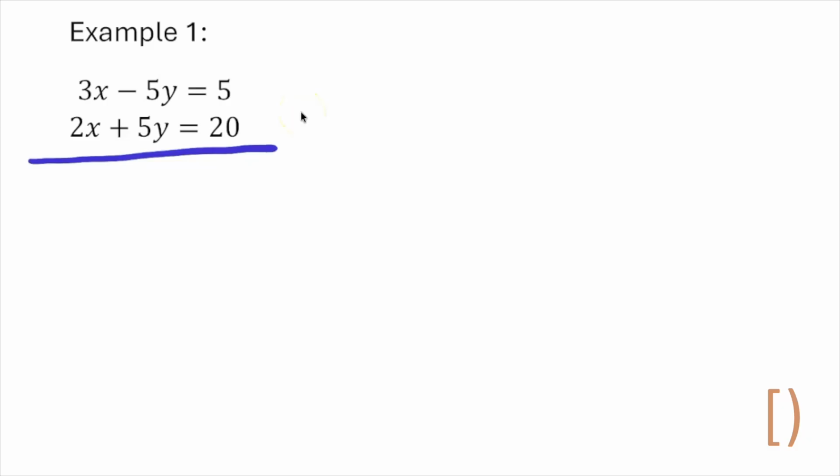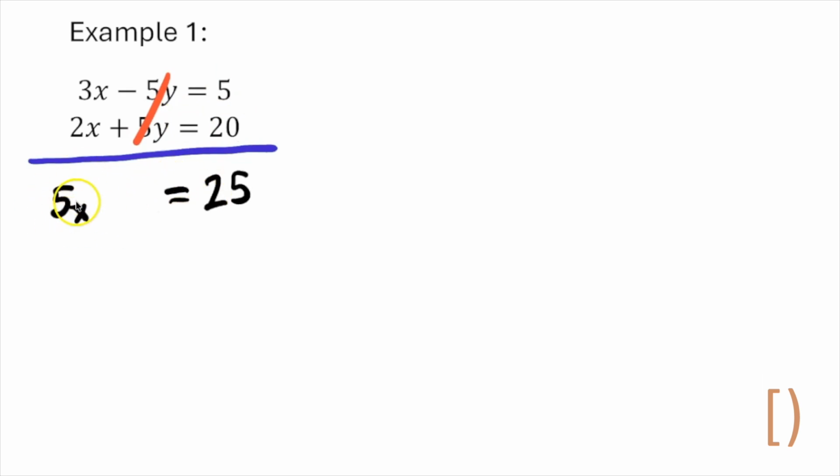So you look at this one. If we just add down, we get 3x plus 2x. That gives us 5x. And then over here we have negative 5y plus 5y, and those cancel out. Hallelujah. Equal sign. 5 plus 20 is 25. And now we have this new linear equation that's easy enough for us to solve, right?